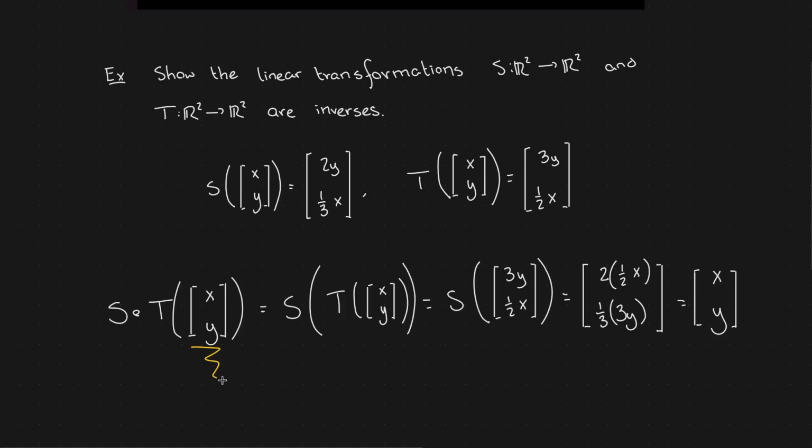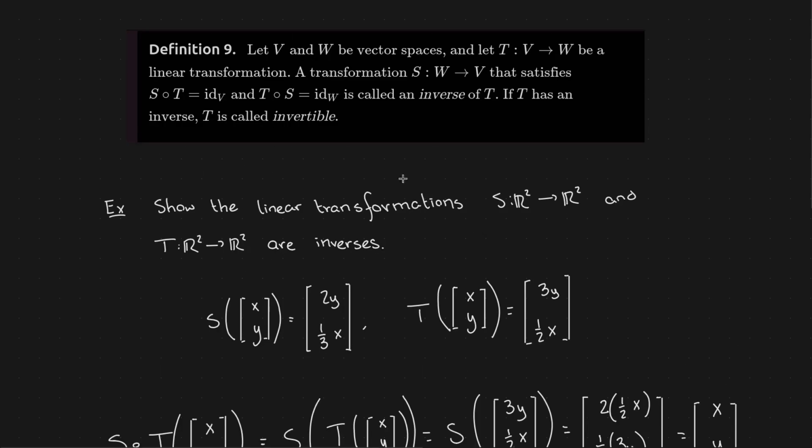So we started with vector xy, we ended with vector xy. That means S undid whatever T did. T did something to the vector, right? Took it to 3y, 1/2 x. S just undid that operation. It inverted it. Okay? Now, it's not enough for it to just work one way. So we've checked S compose T. That's the identity transformation. We also need to check T compose S. Sometimes it's possible for it to work one way, but not the other. So you've got to be careful here.